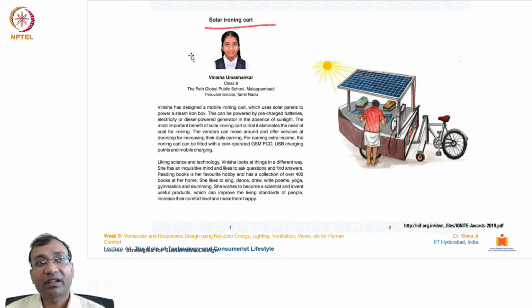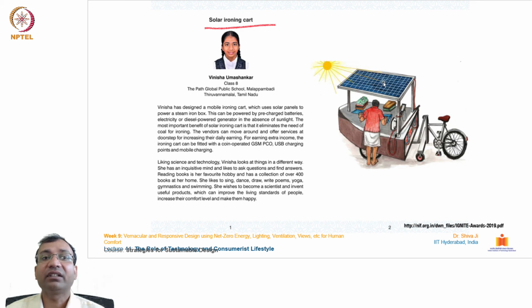She's a class 8 student over here. You see this, Vinisha Uma Shankar. She's a student from Tamil Nadu, and she has designed this solar ironing cart. As you can see over here, it's very clear and evident from this illustration. She has designed a mobile ironing cart, which has solar photovoltaic panels on top, to generate power for the requirement of the ironing.